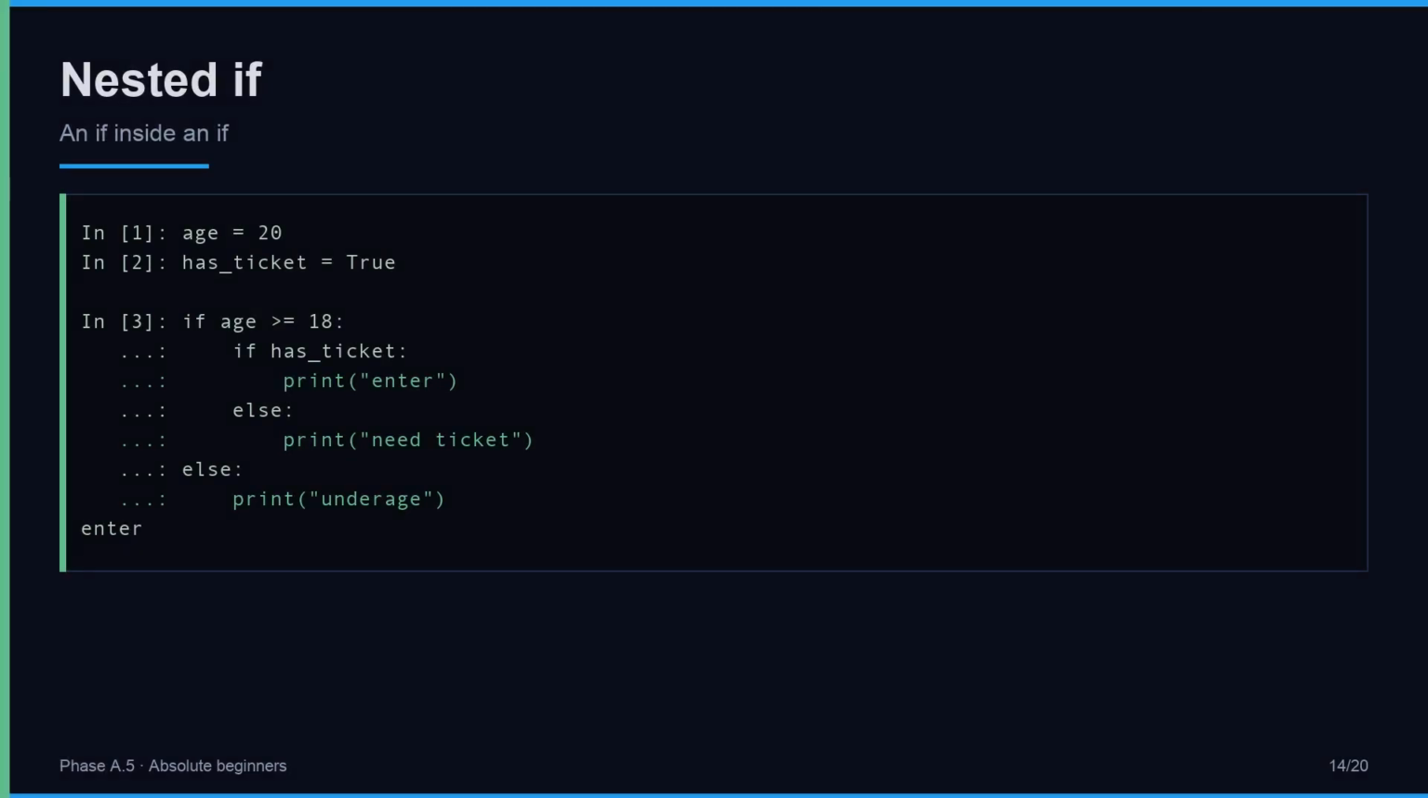You can put an if inside another if. Age equals 20, has ticket equals true. Outer if, age at least 18, true, enter that block. Inside, another if, has ticket, true, so print enter. If has ticket were false, the inner else would print need ticket. If age were under 18, the outer else would print underage. Nesting lets you check layered conditions. Do not nest too deep, flat reads better.